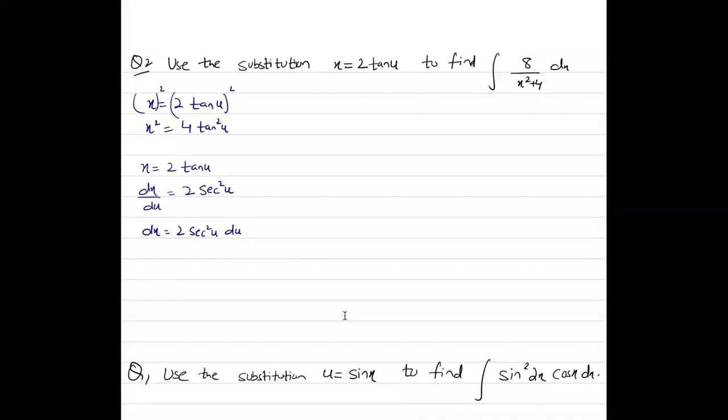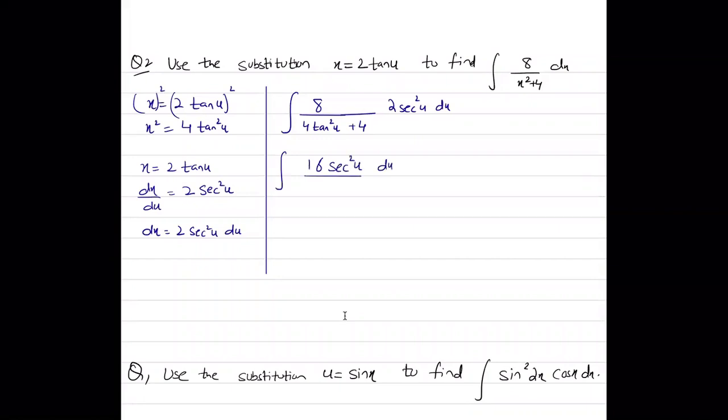Now, once we are done with this, I can come to the integration part, integration of 8 upon x squared plus 4. So I can replace x squared with 4 tan squared u plus 4. I can replace dx with 2 secant squared u du. This is going to give me 16 secant squared u du upon 4 tan squared u plus 4.